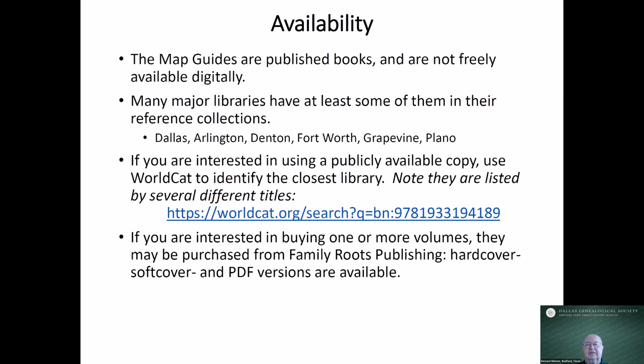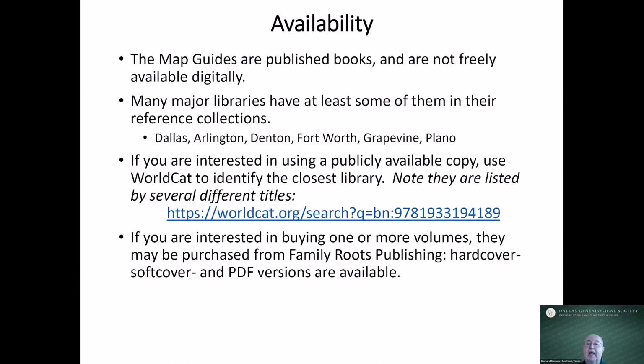If you come, you'll find lots of great things. A number of our nearby libraries have collections. Dallas, a very extensive one. Arlington, Denton, Fort Worth, Grapevine, Plano. You can use WorldCat to always find the locations nearest to you. One thing when you use WorldCat, and this is one example here, they're listed under a couple different title names. So you have to be a little creative in that, or maybe look by the author's name when you're trying to find it. And it'll tell you what library is nearby to you.